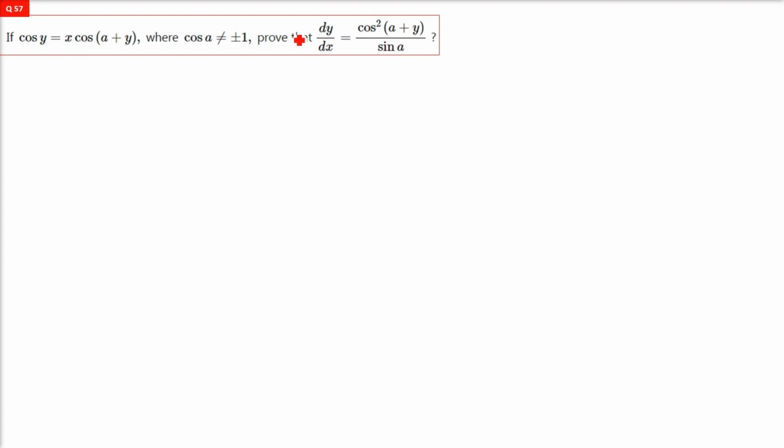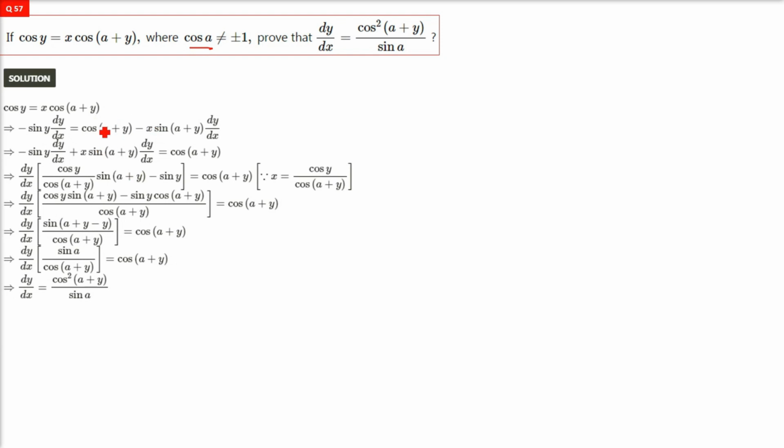Here we have cos y equals x cos(a plus y), and cos a is not equal to plus minus 1. So we have to find out dy by dx, and you don't have to take log here. Basically all the questions which we have been taking need a log, but in this case we don't. And this cos y is equal to x cos(a plus y). It's worth mentioning that on the right hand side there is no x. So there will be some x replacement somewhere. We are not taking log as I just mentioned.